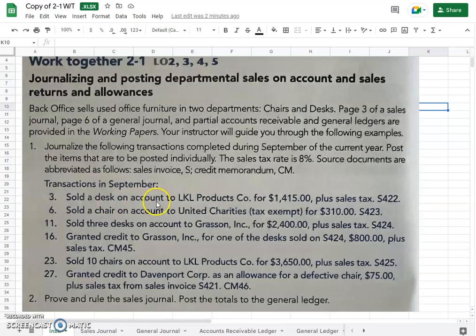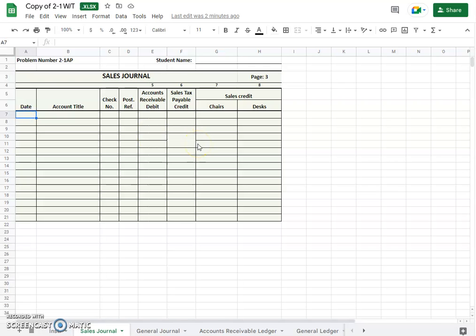On the 3rd, we sold a desk on account to LKL Products for $1,415 plus sales tax. So we'll go to our sales journal. The date was September 3rd. It was to LKL Products. And we had sale number 422. And the total was for desks $1,415. Sales tax payable will be 8% or 0.08 times that amount of $1,415. And then we'll just add these two things together for the accounts receivable debit, because our debits must equal the total of our credits, right?